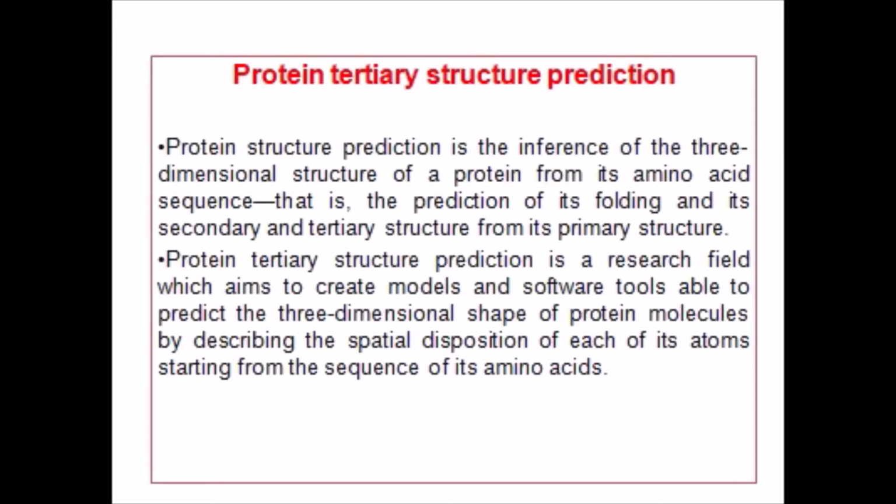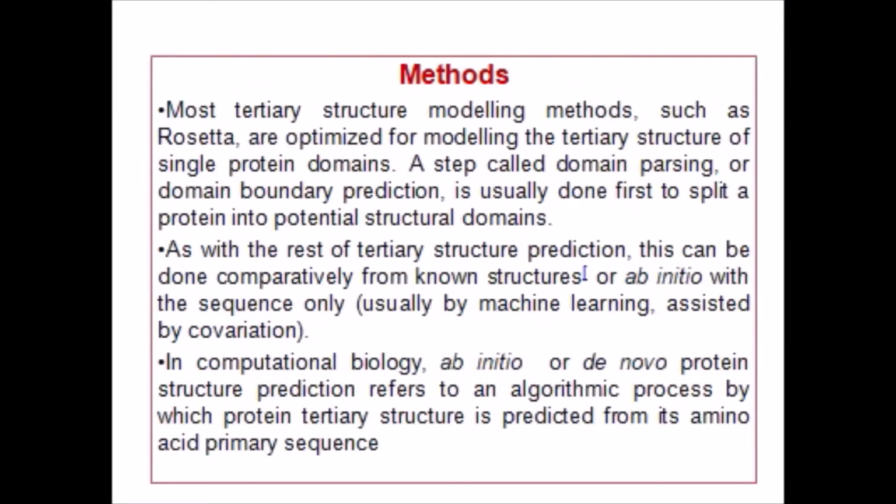Protein tertiary structure prediction. Protein structure prediction is the inference of the three-dimensional structure of the protein from its amino acid sequence, that is the prediction of its folding and its secondary and tertiary structure from its primary structure. Protein tertiary structure prediction is a research field which aims to create models and software tools able to predict the three-dimensional shape of protein molecules by describing the spatial disposition of each of its atoms starting from the sequence of its amino acids.